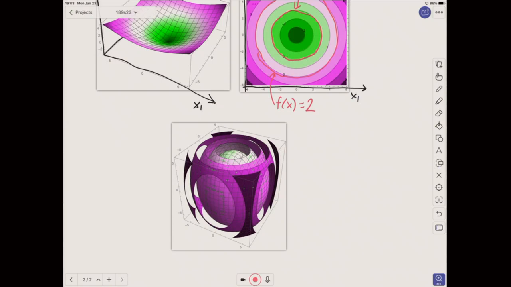Other questions? Yes? Of course not. The lines are not always circular, no. They could be almost any shape. We'll see lots of shapes of decision boundaries throughout the semester.